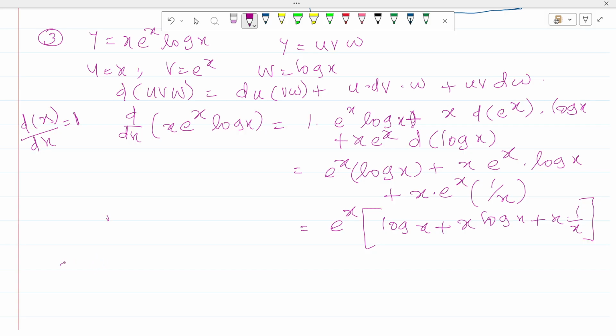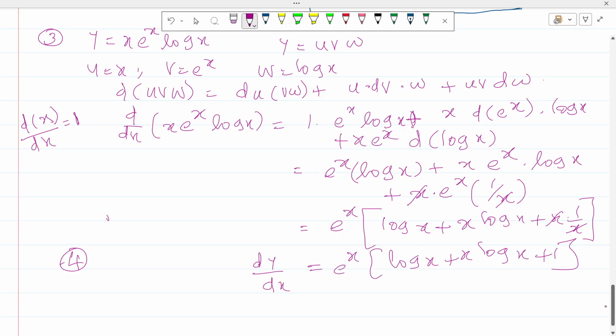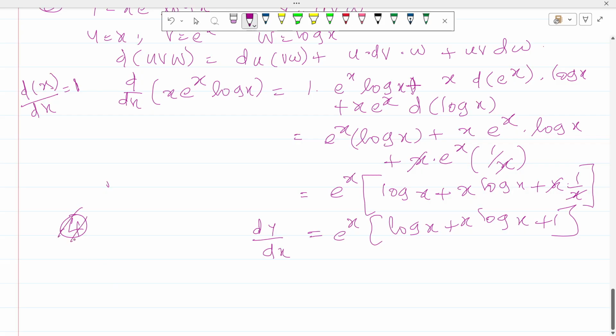The fourth problem is that x into 1 by x will not get cancelled? Ah, x into 1 by x gets cancelled. Good, correct. x gets cancelled, you will get 1. So you can write one more step also: e power x, log x plus x, log x plus 1, we get, right? Exactly. The point is correct. Just derivative.